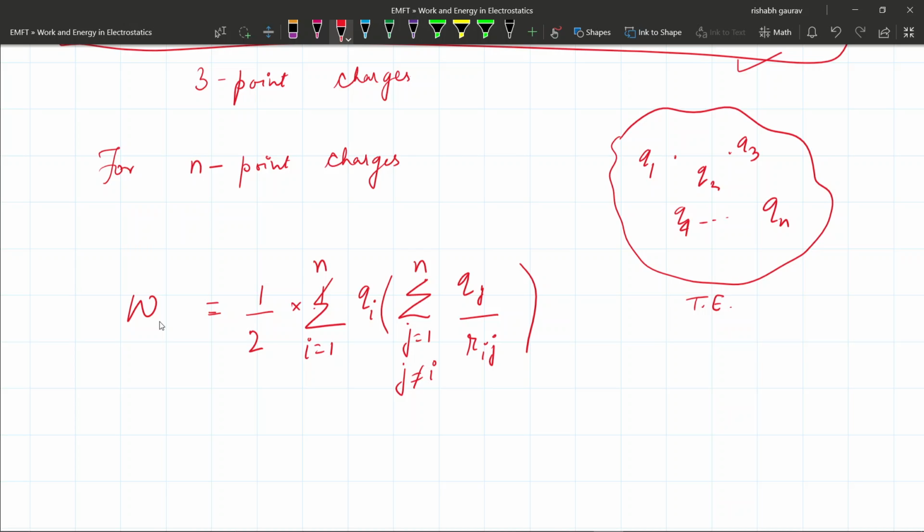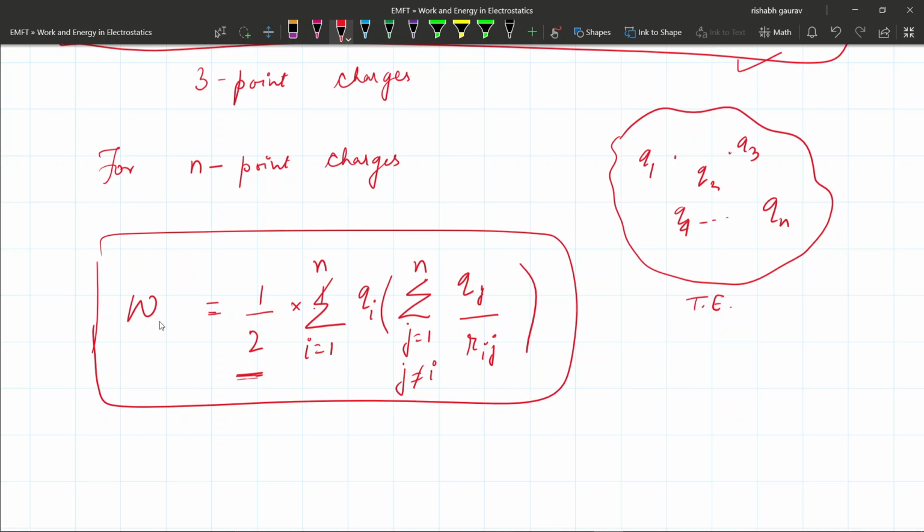We will see why we have taken the term 1 by 2 here. This is the general formula for the stored energy for a collection of n number of charges. Now, how do we obtain this formula? We can verify this for 3-point charges as well. Now, the term 1 by 2 is used to avoid the doubling effect.